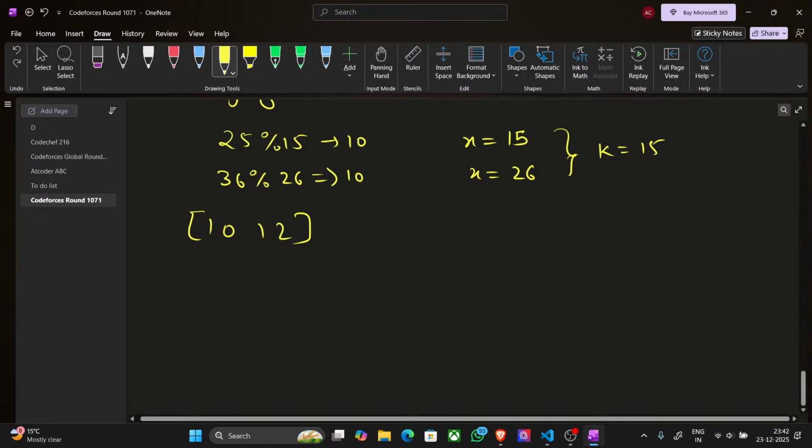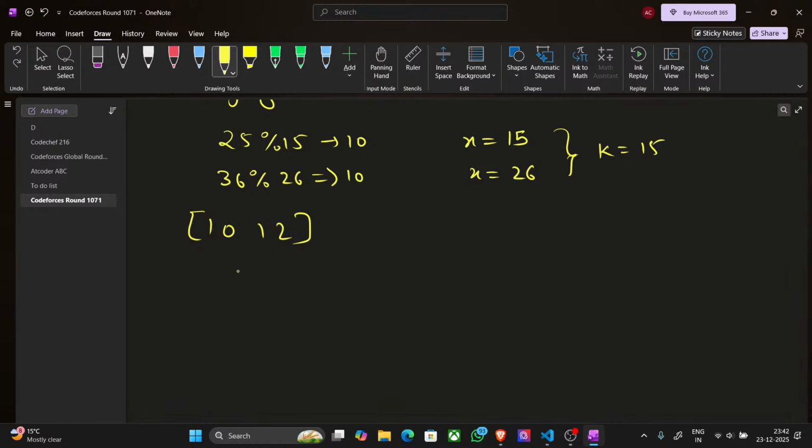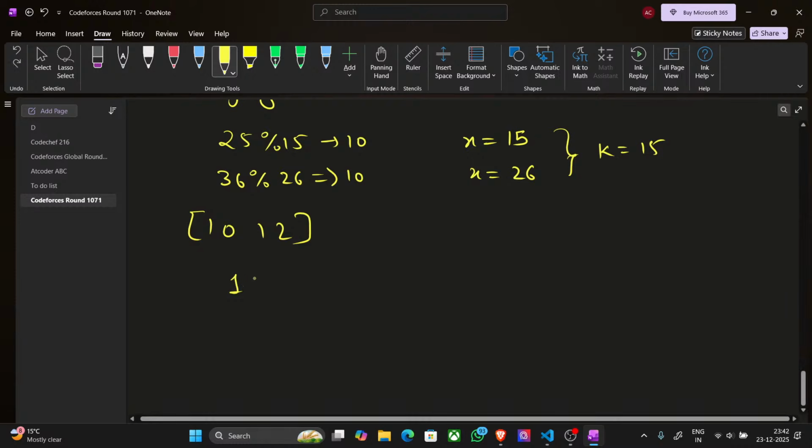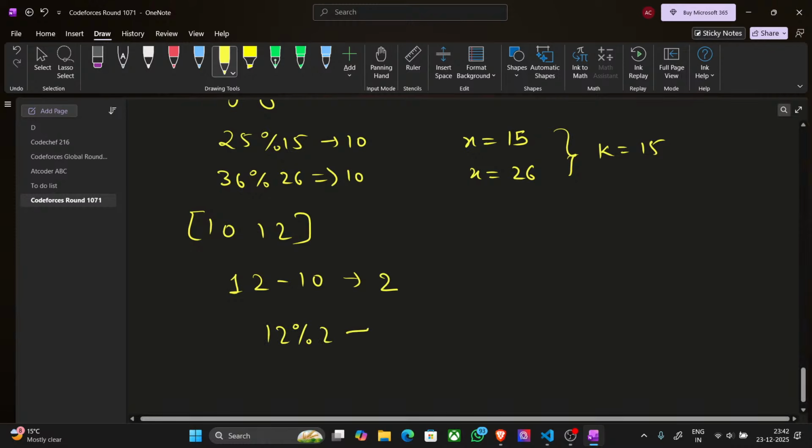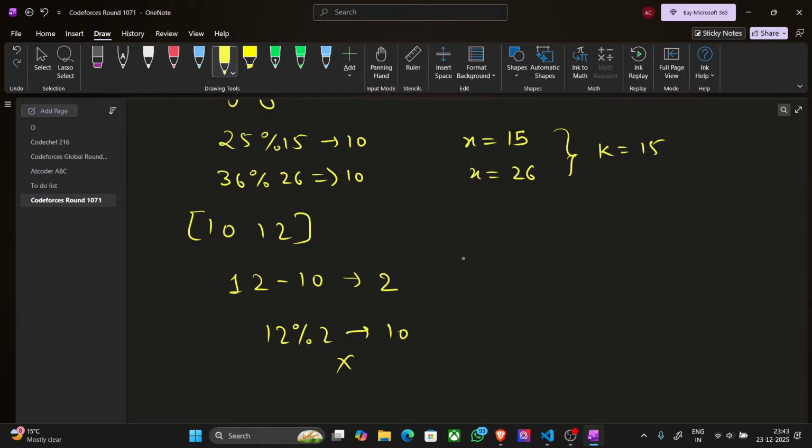Now, if I try to do the same again, if I do 12 minus 10 to find the moduli, it will give me 2. But does 12 modulus 2 give us 10? No. So here it fails.